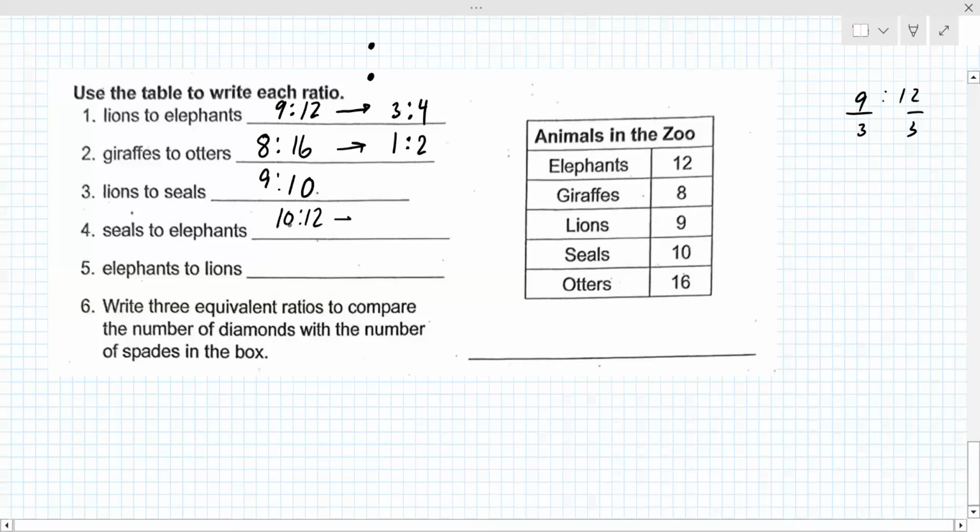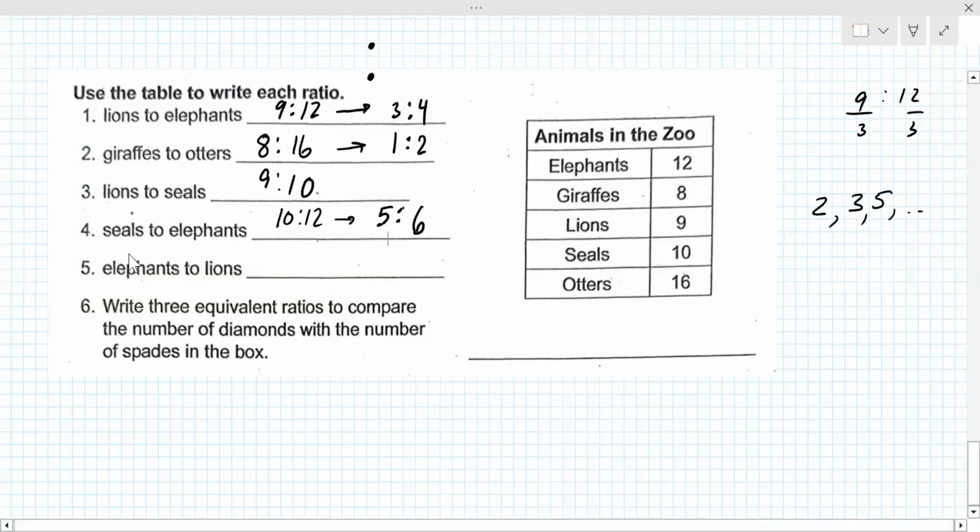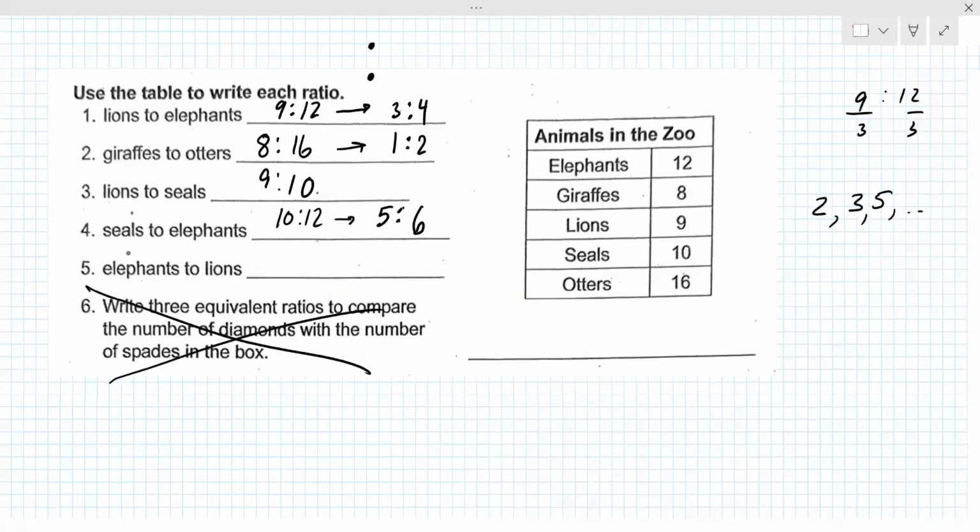So you always want to start with 2. If 2 works, you keep trying it, and then you move to 3, and then 5, and so on, the prime numbers. 2 works. So what would that be? Well, it'd be 5 to 6. And that's it, 5 to 6. Perfect. All right, elephants to lions.